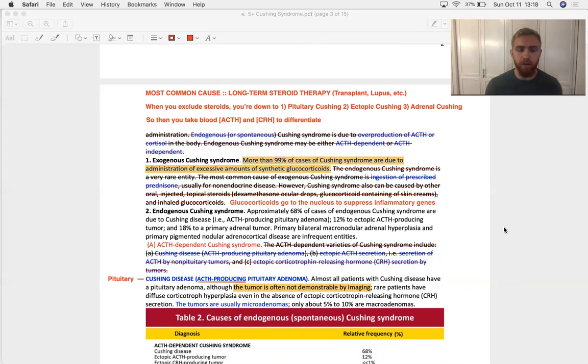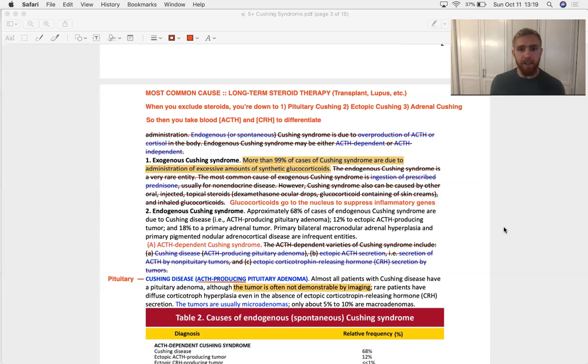Now, diagnosing Cushing syndrome, the first thing you're going to do is check to see if the patient's on any steroids, but if they're not, then there's really three different causes that you're going to have on your differential after steroids are ruled out. And that's going to be Cushing's due to a problem in the pituitary gland. That would be your ACTH secreting tumor.